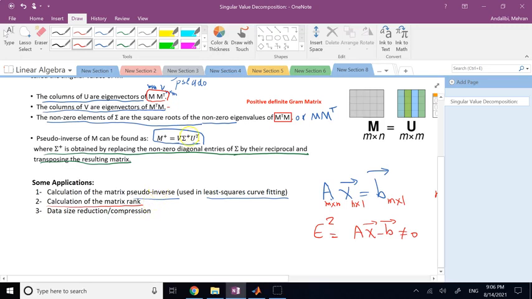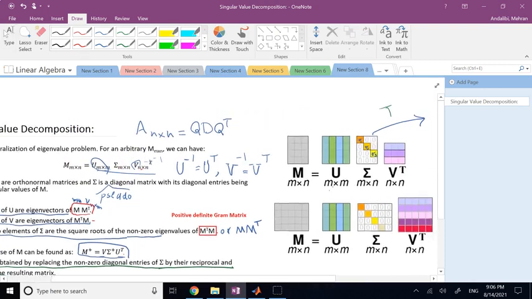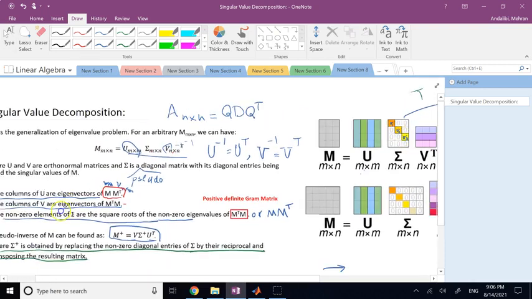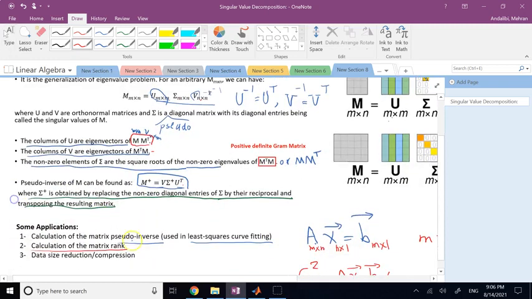Another way to do it is we can look at the singular values of the matrix. The number of non-zero singular values of the matrix, so the number of non-zero sigmas, is the same as the rank of M. So rank is the number of non-zero singular values.